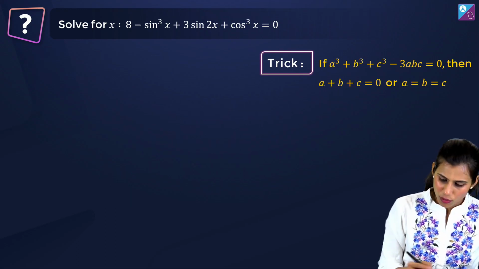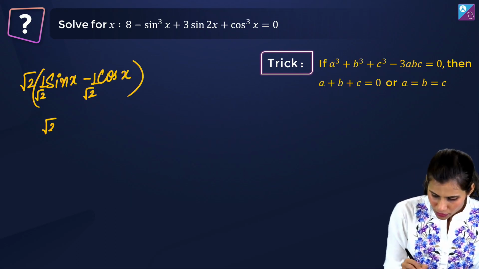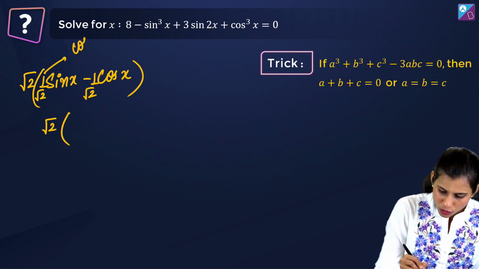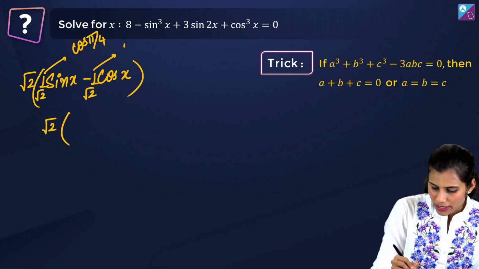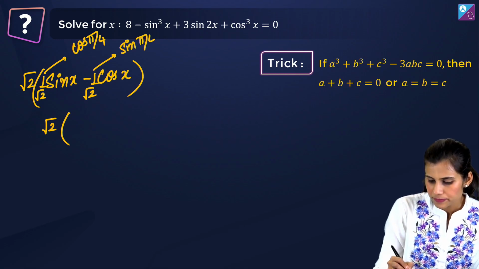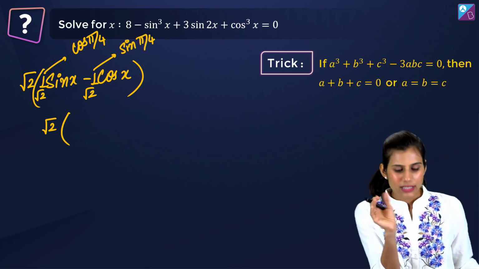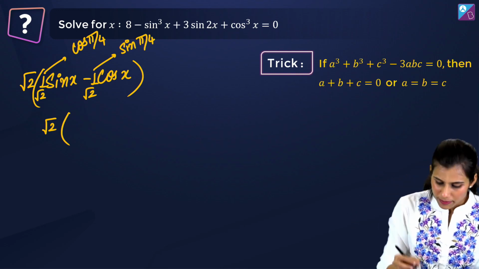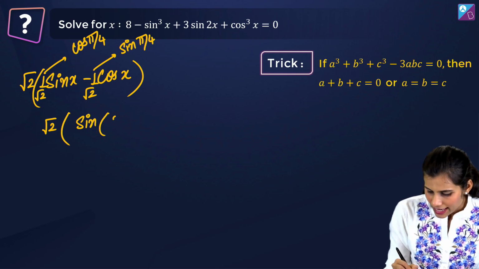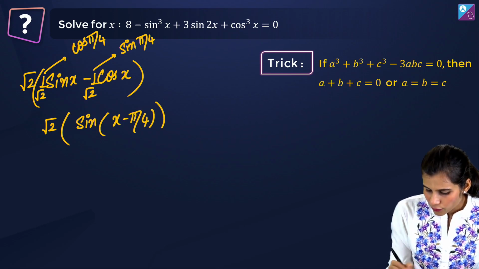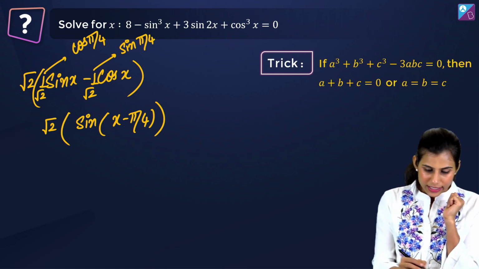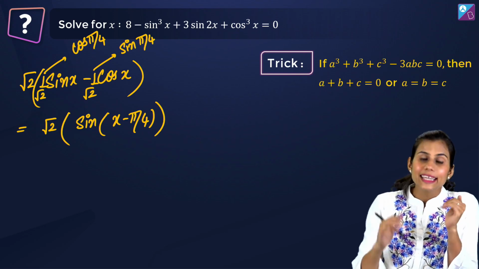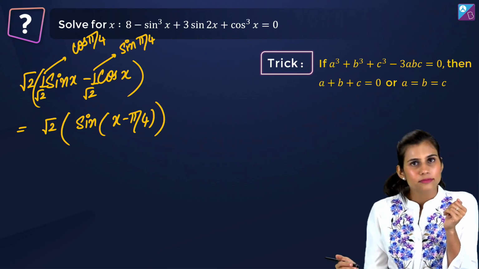Now just see, root 2 is here. Now I can write this one by root 2 as cos pi by 4 and this one by root 2 as sin pi by 4. So my bracketed expression now resembles sin a cos b minus cos a sin b, which is sin of a minus b, so sin of x minus pi by 4. So I had sin x minus cos x originally, which is equivalent to this very expression.